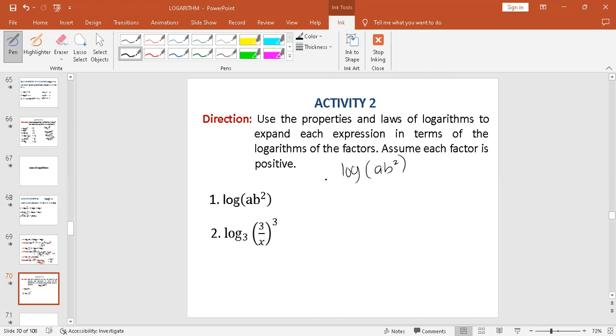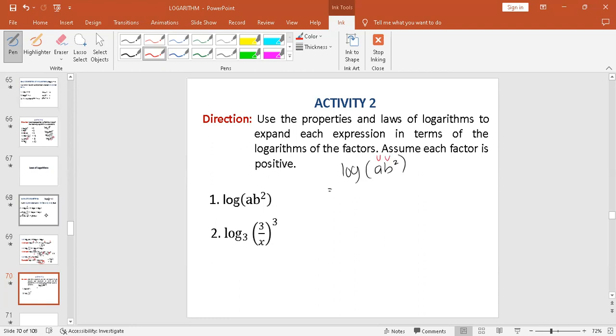So, the very first thing to do is to look at the whole expression. We look at the whole expression and determine which law can be used. Okay, so tingnan nyo ang whole expression. Ano bang law ang pwede dyan gamitin? Ito yung U, ito yung V.